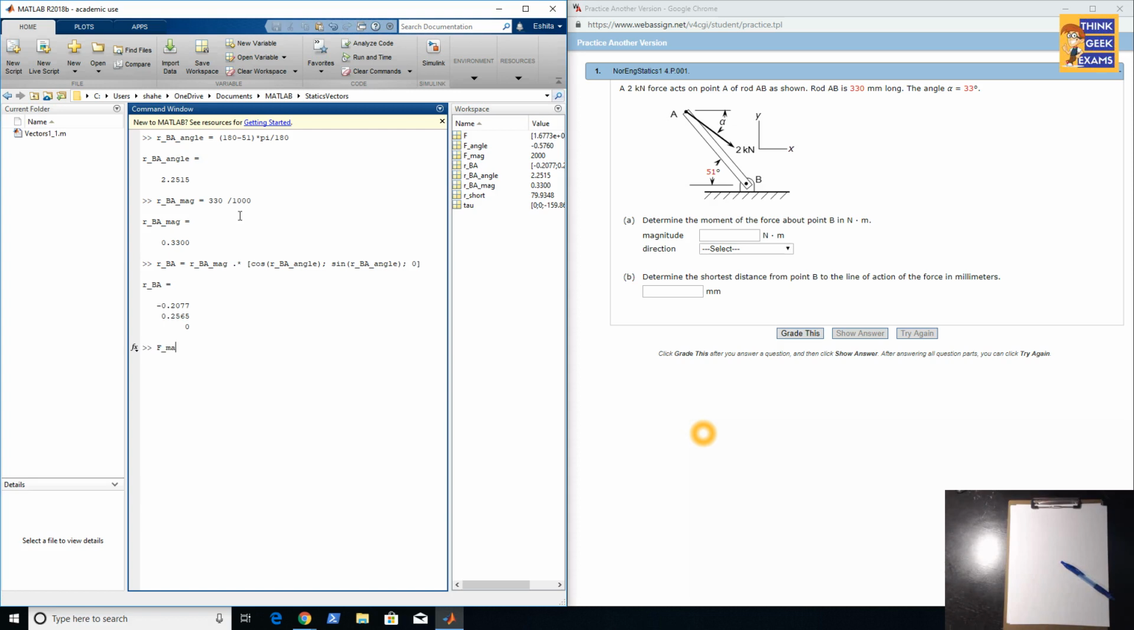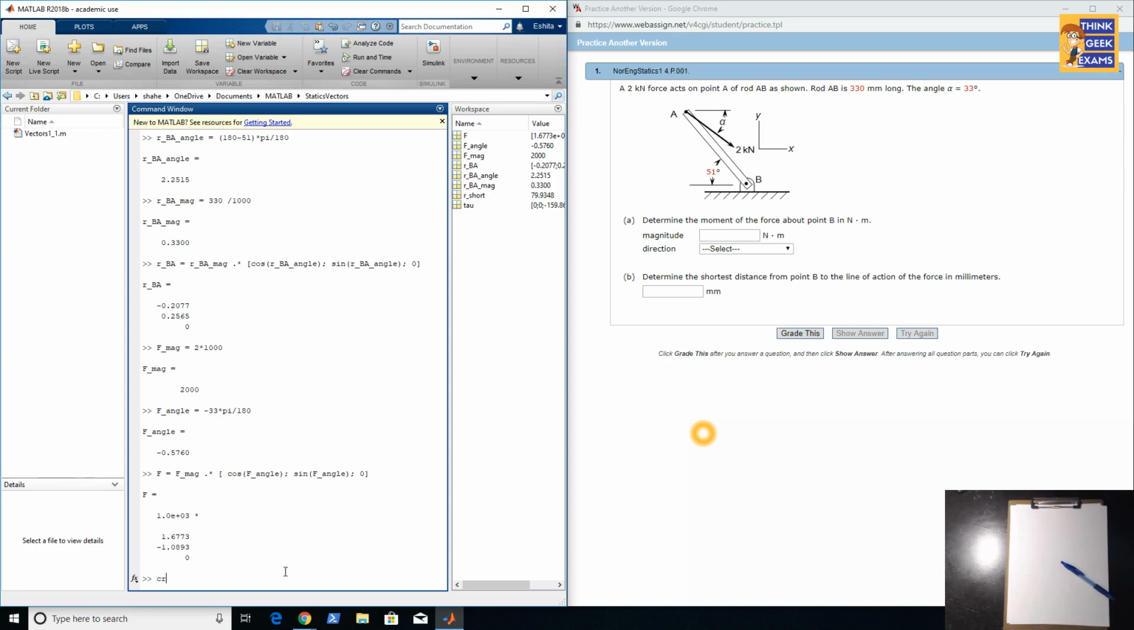Now, F mag is given as 2 kilonewtons. F angle is given as minus 33 degrees. And we convert that into radians. And then we can get F equals F mag, and we do the same thing, cosine F angle, sine F angle, and then a 0 for the third dimension. And that should give us the force vector. And we can see that the force vector is in the positive x direction and the negative y direction.